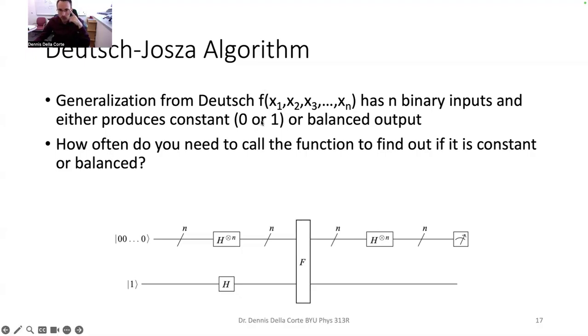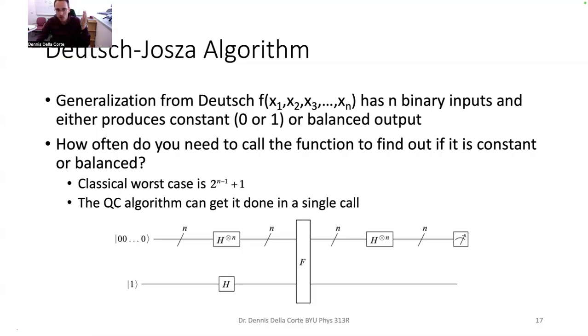Maybe you can think about it for a moment by yourself and write in your study journal: how many calls would it classically take to figure out if a function of n arguments is balanced or unbalanced? Does it always return one? Does it always return zero? Or does it have an equal number of zeros and ones being produced?